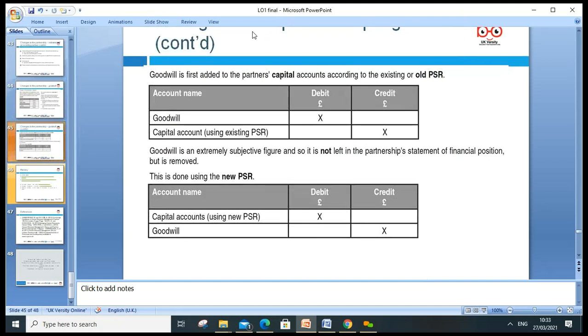What we do is debit the goodwill account first and credit the capital accounts, with the old partners in the old ratio. Then we debit the partners' capital accounts, including the new partner in the new ratio, and credit goodwill. So goodwill is automatically eliminated.